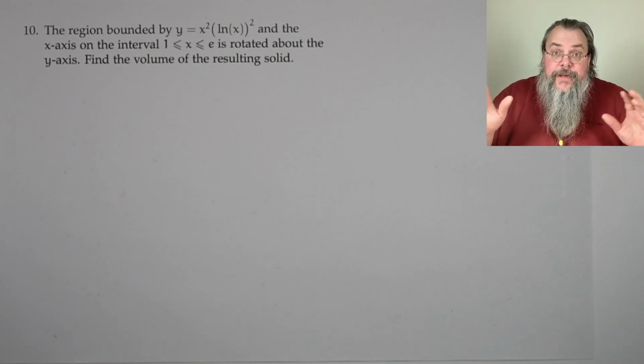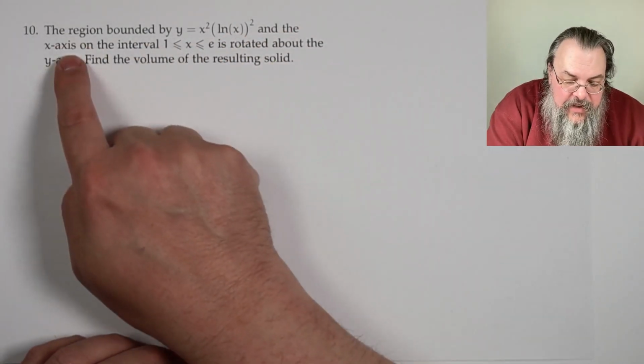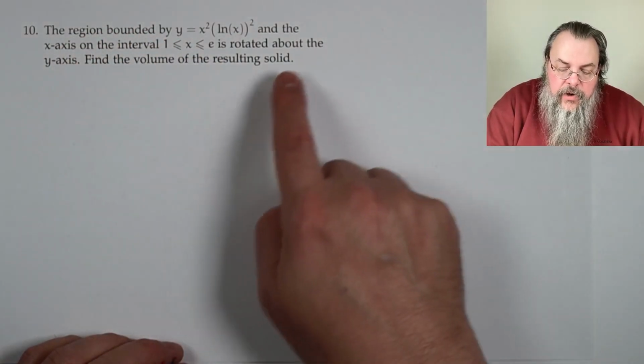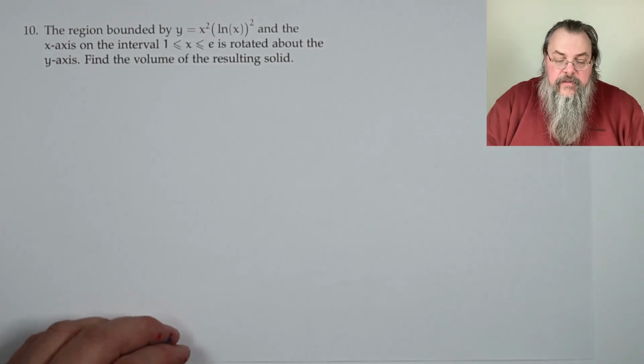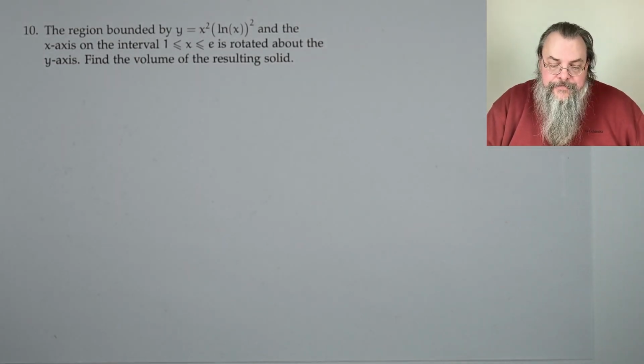Anyways, back to our regularly scheduled problem. So our region is bounded by our function and the x-axis on the interval 1 to e. And it's rotated about the y-axis. Find the volume of the resulting solid.